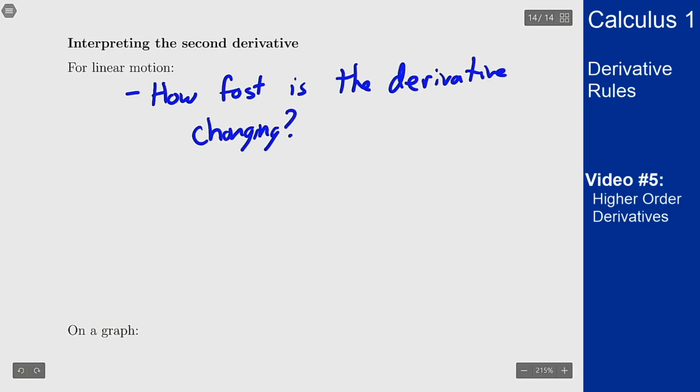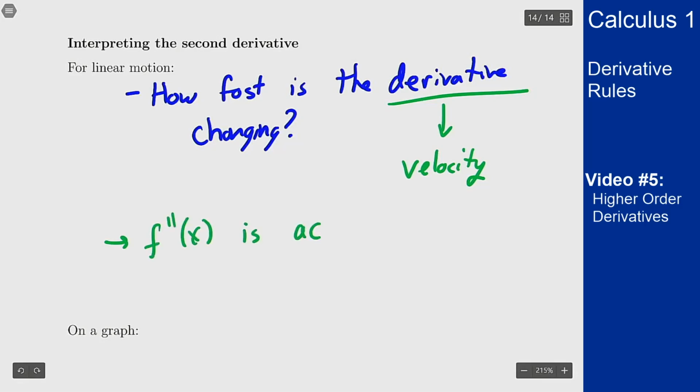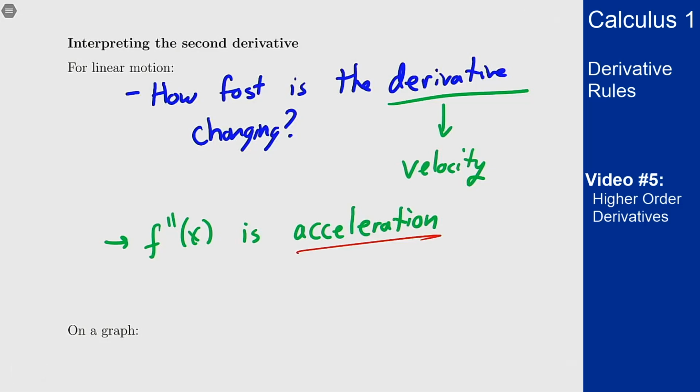Well, in terms of linear motion, derivative here is velocity. So if I care about how fast the velocity is changing, that's just acceleration. So the second derivative in the case of linear motion is just acceleration. It's how fast is my velocity changing as I go around. On a graph, we're basically looking at how fast is the slope of the tangent line changing.